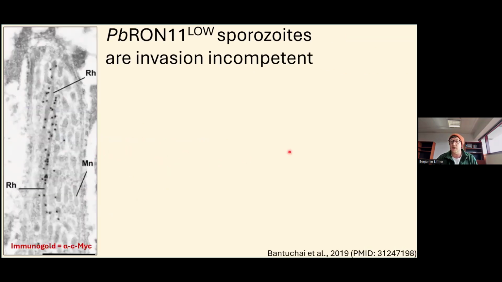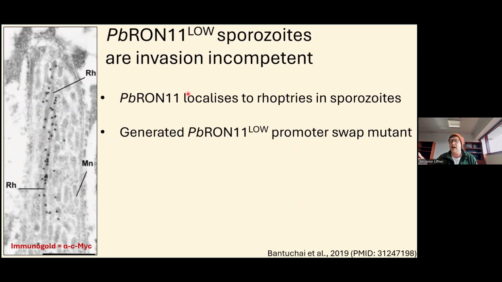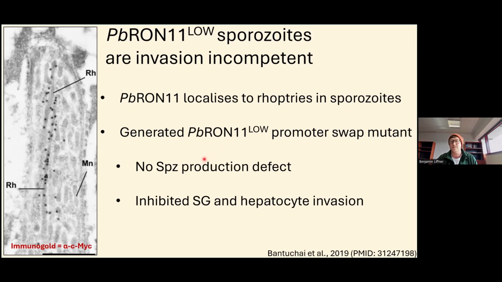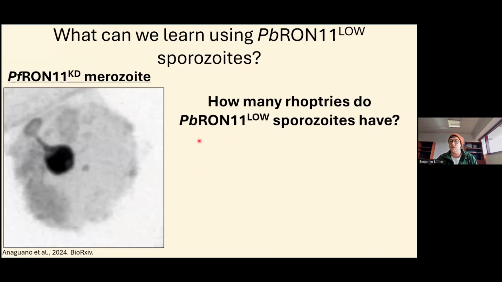And a study a few years ago did look at RHON11 in Plasmodium berghei, which is a rodent malaria parasite, whereas David's work was with falciparum, a human parasite. In this study, they tagged RHON11, showing it localized to the rhoptries, and they generated a promoter swap mutant that I've designated as RHON11 low, which dramatically decreased RHON11 protein levels. These RHON11 low parasites did not have altered sporozoite production, but those sporozoites that were produced couldn't invade either salivary glands or hepatocytes. So, knowing what we did about the falciparum RHON11 merozoite phenotype, we got our hands on these berghei RHON11 low parasites, and we were curious whether these sporozoites also had a reduced number of rhoptries.